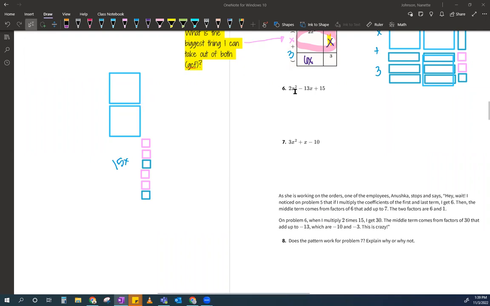And so if you can imagine, you're like, hey, Ms. Johnson, but there's a negative there. Yeah, so you can imagine that this would be X minus 1. And this would be 2X minus 15. But this would be negative 15X and negative 2X. And that's not negative 13X. That's not correct. Okay. And so I'm hoping that you're getting frustrated, like, Ms. Johnson, this is taking too long. So in that frustration, you're supposed to look for the pattern, okay?